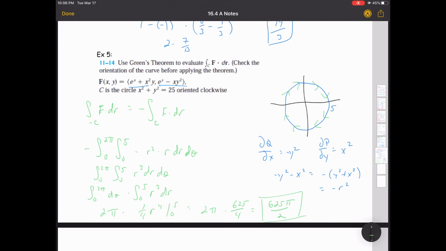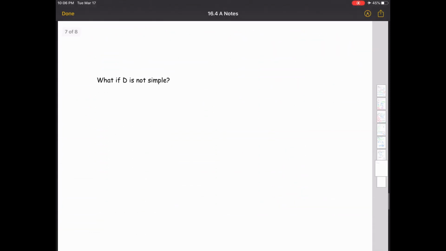Alright, so that was the last actual example. I do have one additional concept, which we're going to talk about on this last page: what if D is not simple? Meaning, what if there's a hole in the middle of it somewhere? Well, let's go ahead and take a look at what that would look like. This will be very quick.